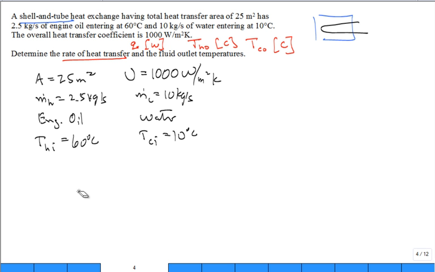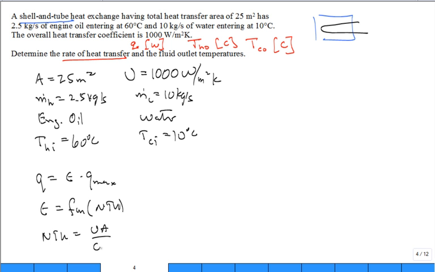So in the effectiveness NTU method, you're going to say to yourself, I know a few of these equations. Probably the equation I need to get to is saying Q is equal to the effectiveness times Q max. And how am I going to get the effectiveness? I'm going to look for a function of the number of transfer units. How do I get the number of transfer units? That's UA over C min.